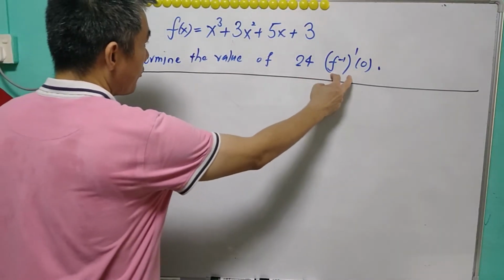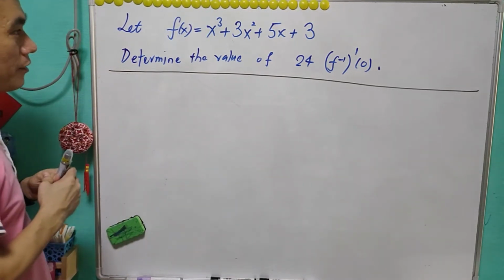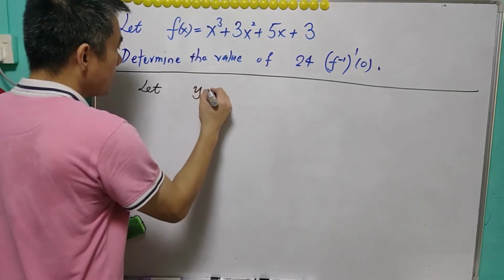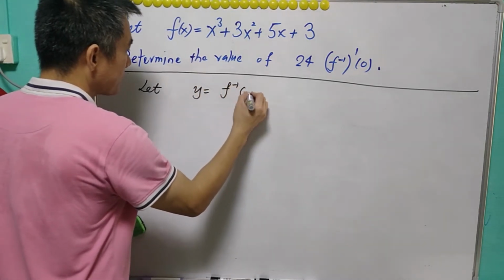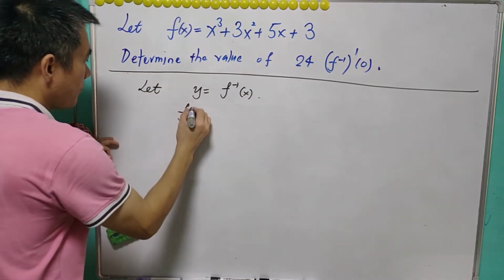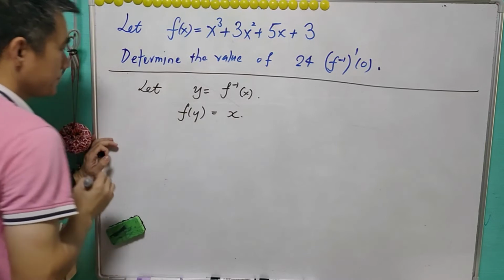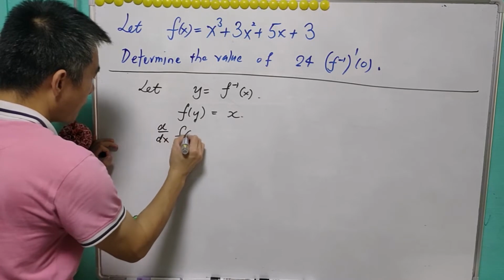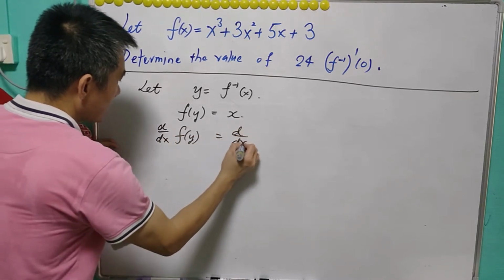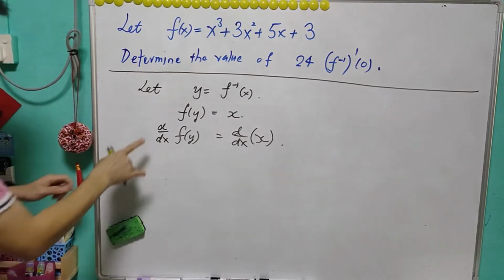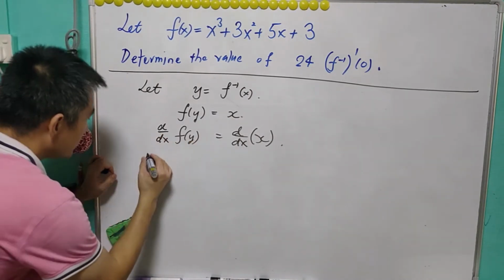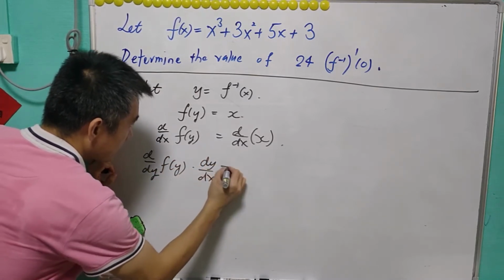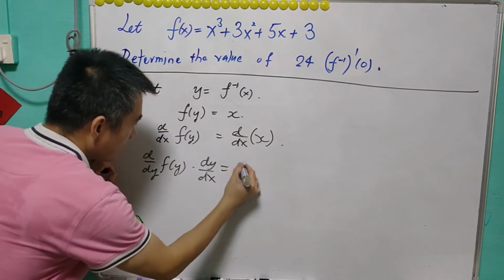In case you forget the formula for the derivative of f inverse at a, this is how we obtain the formula. Let y equal f inverse x, and therefore f of y will equal x. We differentiate both sides with respect to x, then d/dx f(y) equals d/dx x. d/dx f(y) can be written as d/dy f(y) and dy/dx. d/dx x is equal to 1.